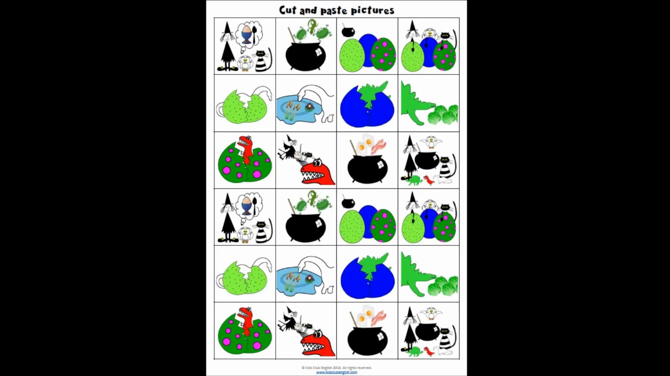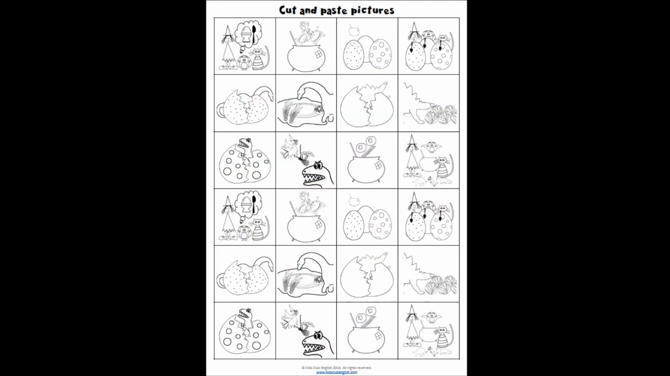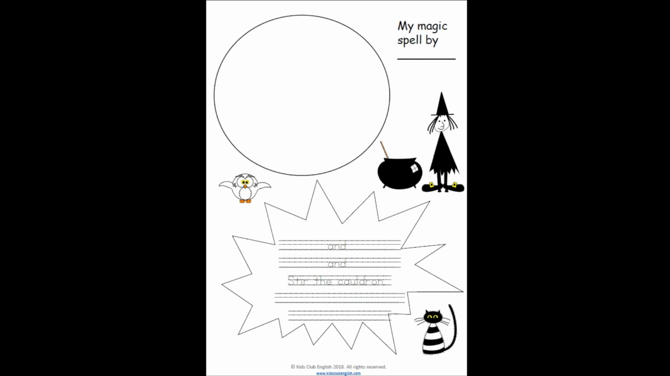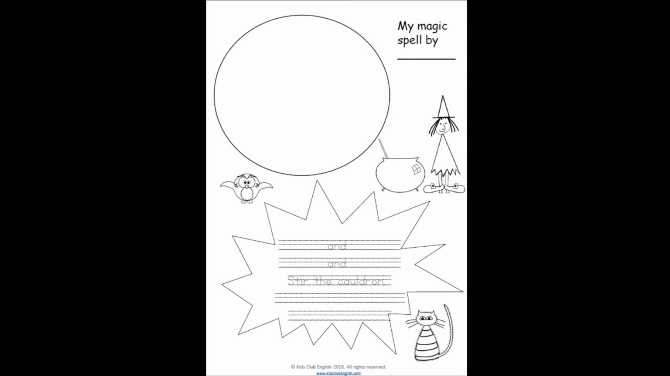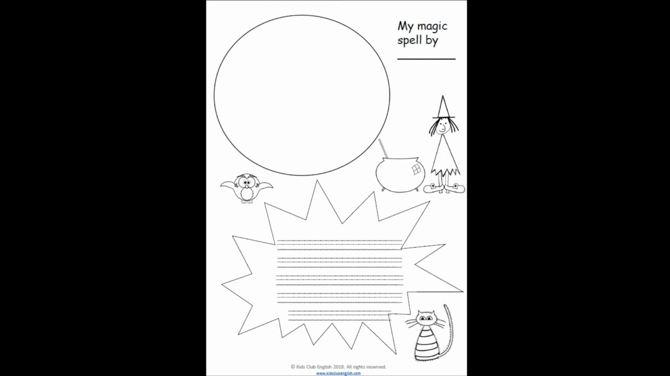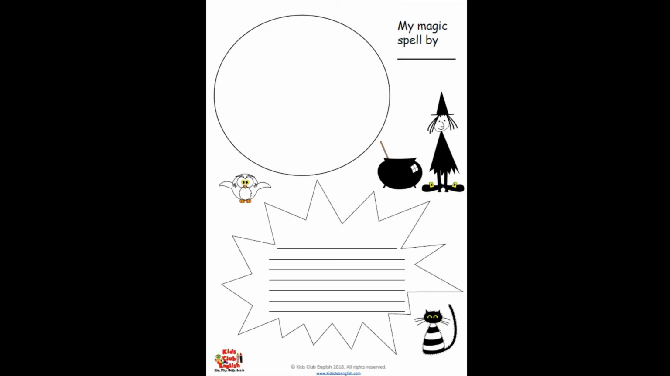Okay, then there's a magic spell, so they can create their own spell, make like a recipe. So there's some with lines, some without lines, some where they can just invent their own version. Okay, and then we've got the card set.